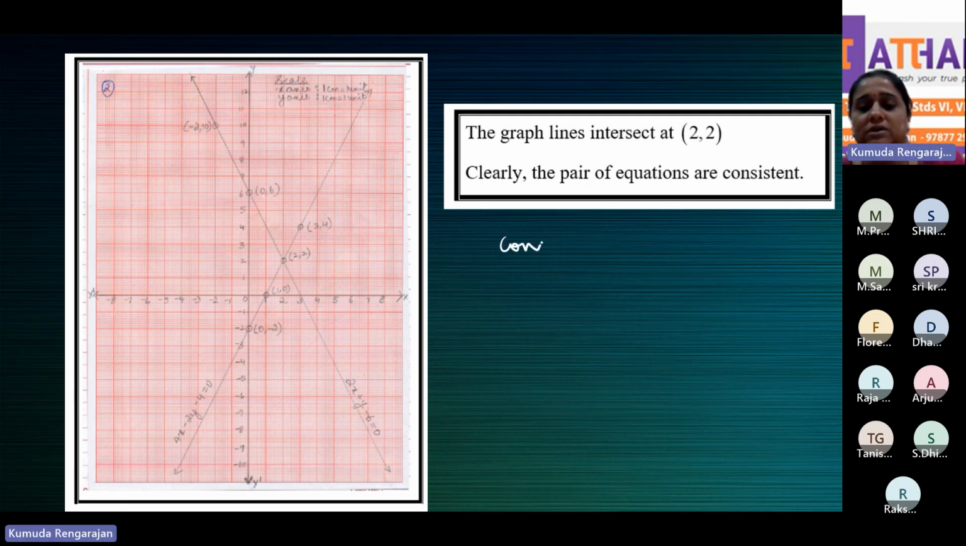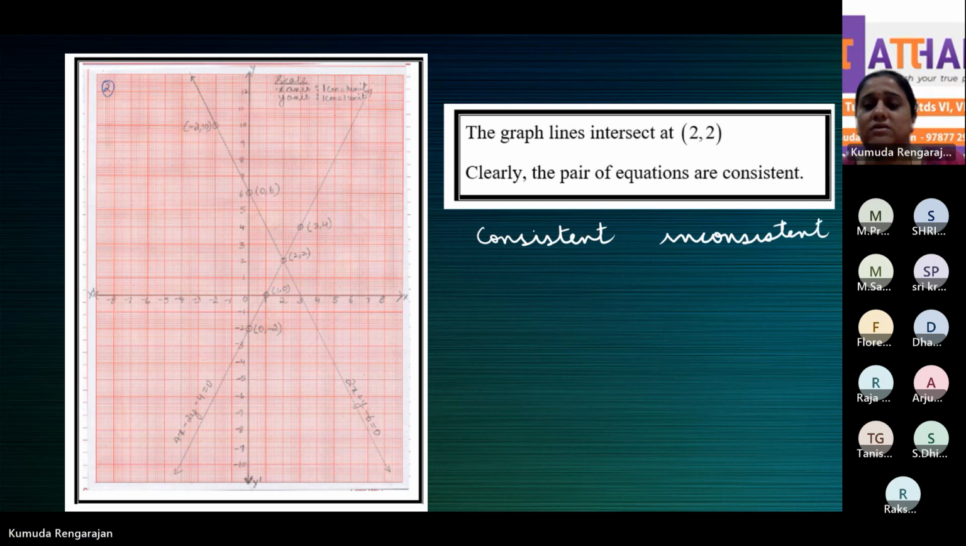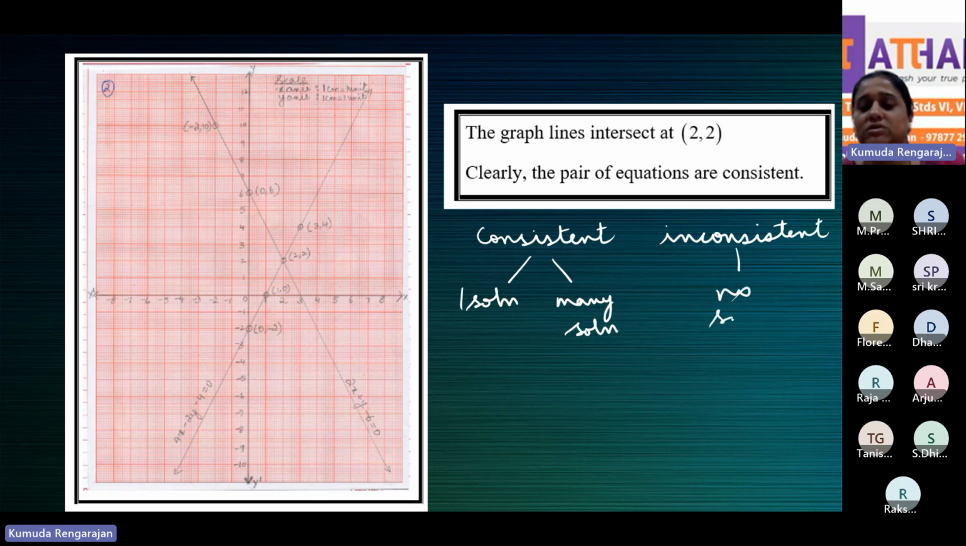So equations can be consistent or inconsistent. Consistent means one solution or many solutions. Inconsistent means no solution. And many solutions are also called dependent equations. So dependent equations are consistent equations which have many solutions.